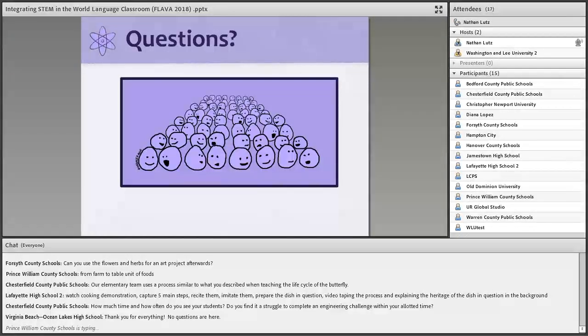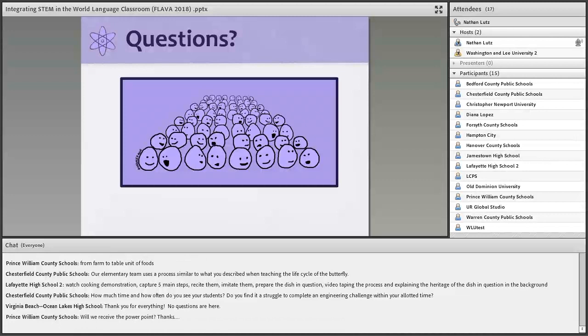So we have one question from Chesterfield County. How much time and how often do you see your students? Do you find it a struggle to complete an engineering challenge within your allotted time? So my students, pre-K, that's a 15-minute class.